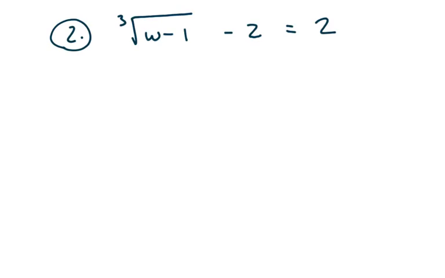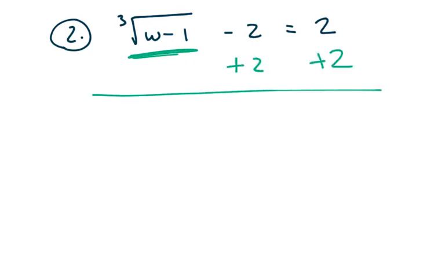Let's look at the next one. So, think about what you would do to solve this, and then let's talk about it together. I'm going to assume that you've tried this on your own. And again, you want to get the cube root in this case by itself, so we'll add 2 to the other side, like in the previous example. We'll get the cube root of w minus 1 equals 4.